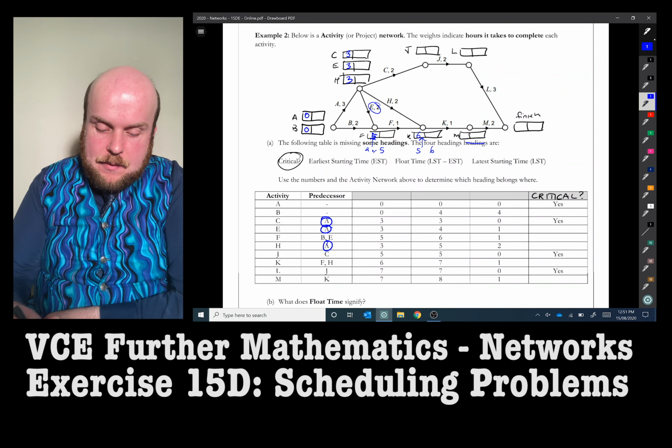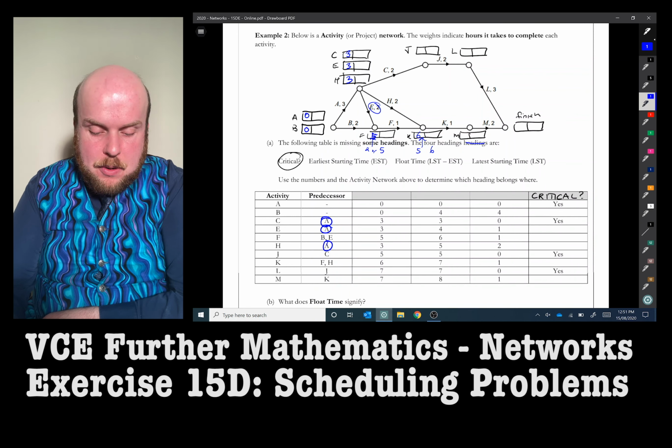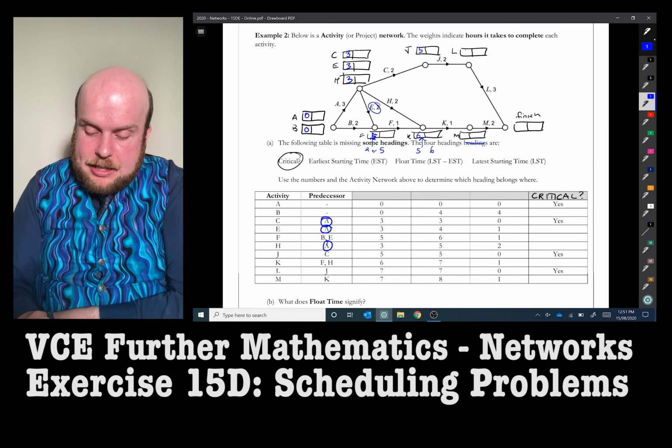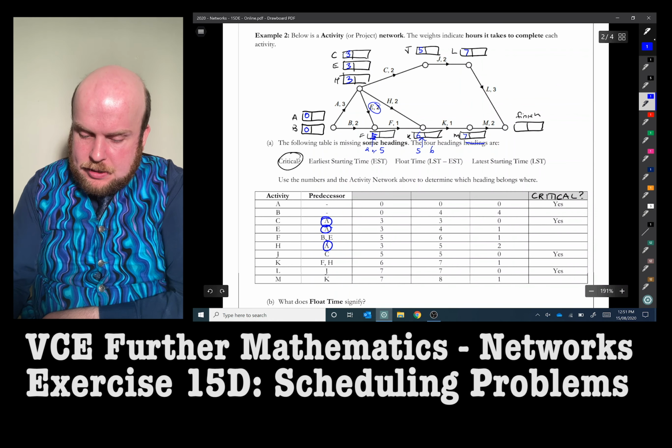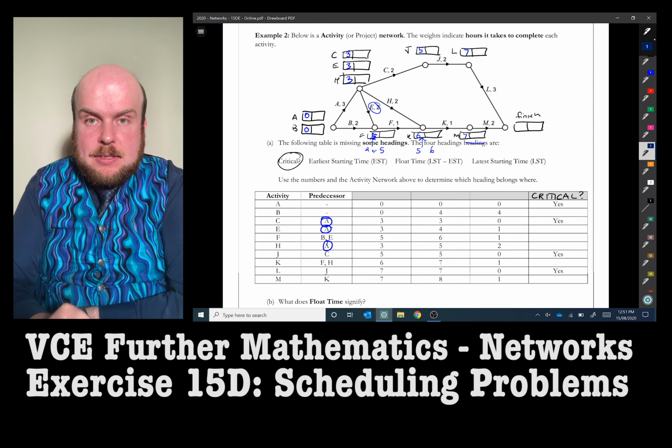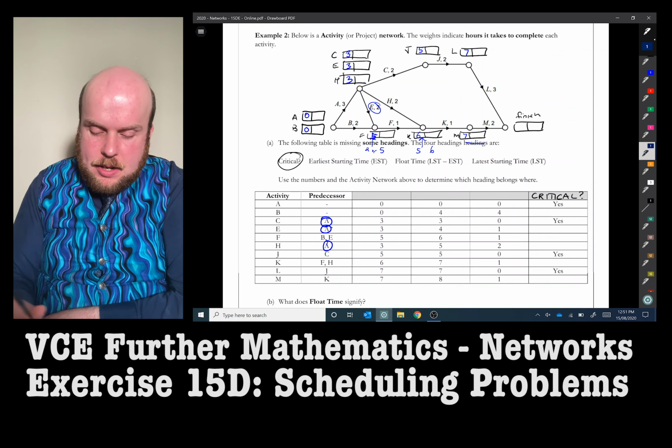For these other ones, thankfully, there's only one option. The earliest starting time for J is going to be 3 plus 2, which is 5. The earliest starting time for L is going to be 5 plus 2, which is 7. The earliest starting time for M is going to be 6 plus 1, which is equal to 7. Where am I getting these pluses? Look at the weights. So J is the previous earliest starting time, 3, plus 2, which is 5, and so on.